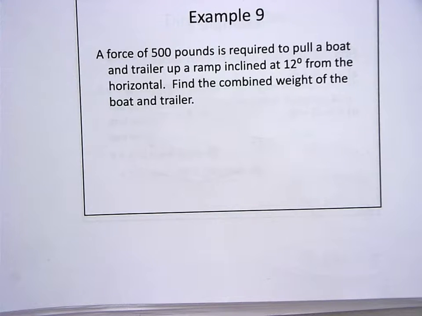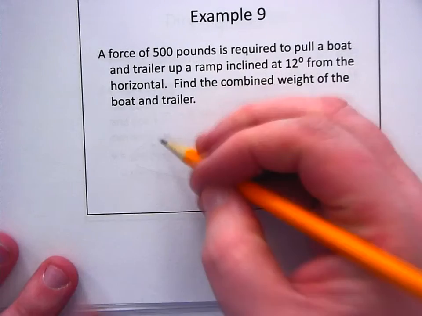One like this. A force of 500 pounds is required to pull a boat and a trailer up a ramp inclined at 12 degrees from the horizontal. Find the combined weight of the boat and trailer. This problem will require you to draw both the diagram of the situation as well as the force diagram of it. Anybody remember that vaguely from physics? Yeah. No, okay. I love physics.